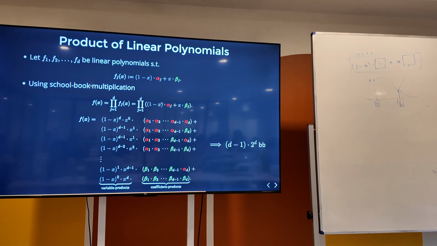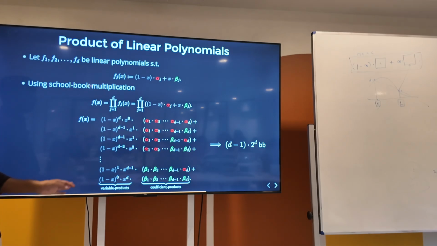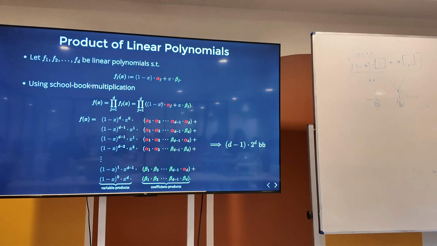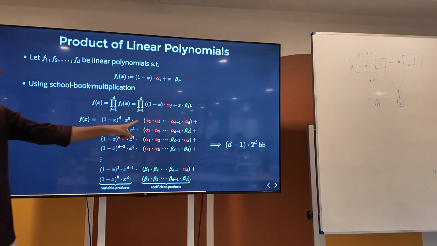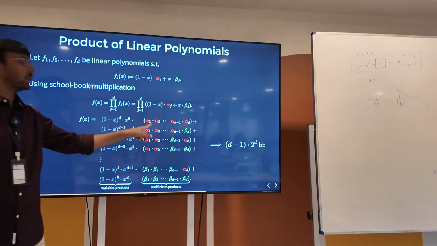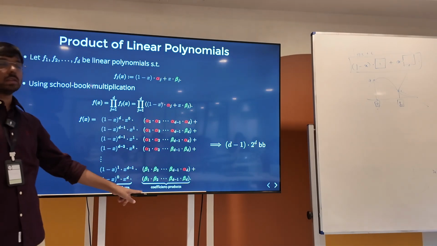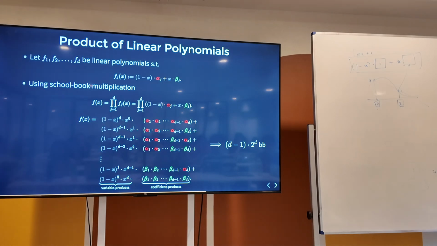Now what's the cost of this? So in this case we have separated out the variable products. We are only interested in measuring what's the coefficient product cost. So it's actually equal to d minus 1 times 2 to the power d, because in one term you need d minus 1 multiplications and you have 2 to the power d such terms. So that's how you get the number of bb multiplications.